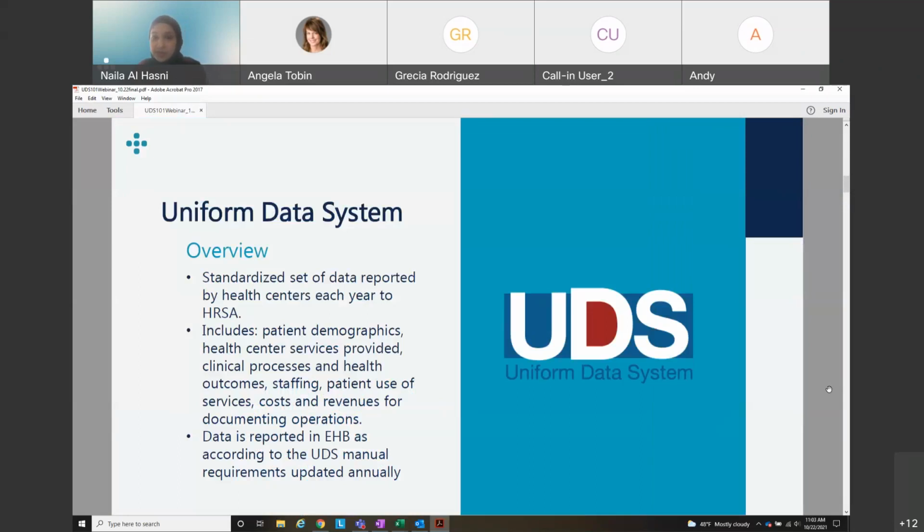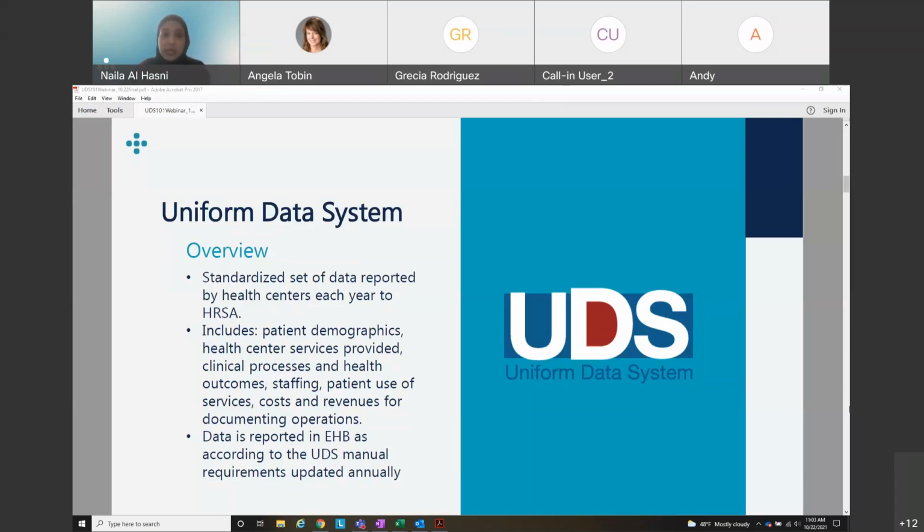So starting with UDS 101. So just an overview for those of you who are really new to the health center world and the reporting process. UDS stands for Uniform Data System, and these are the standardized set of data reported by health centers each year to HRSA. It includes information regarding patient demographics, health center services provided, clinical processes, health outcomes, staffing, patient use of services, costs and revenue of documenting operations.